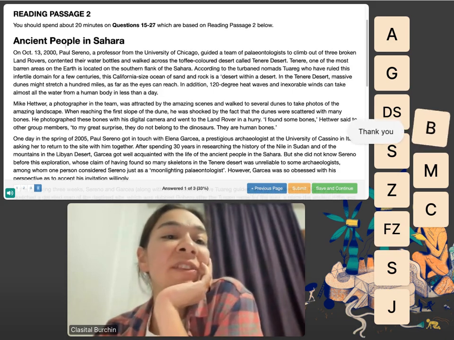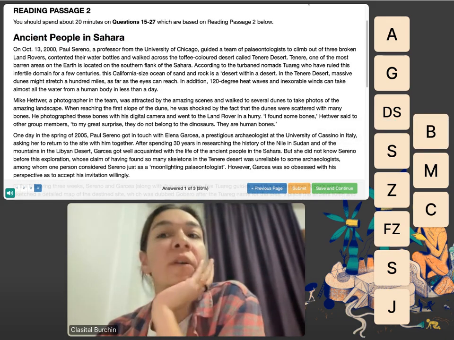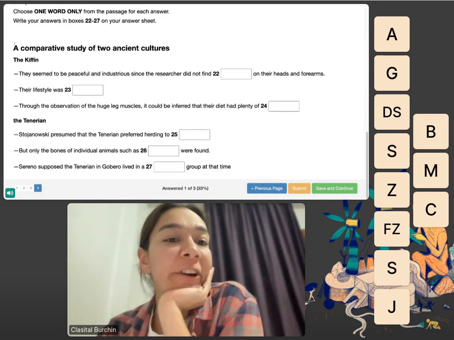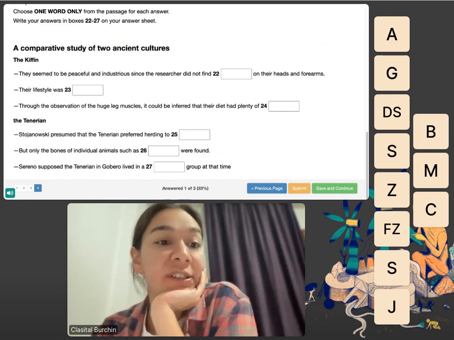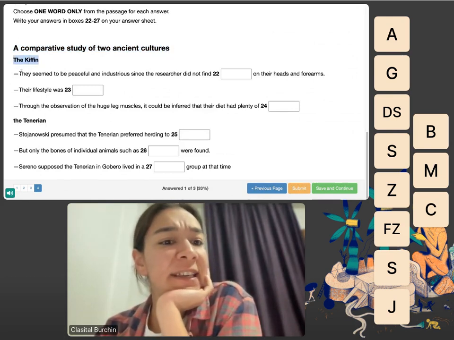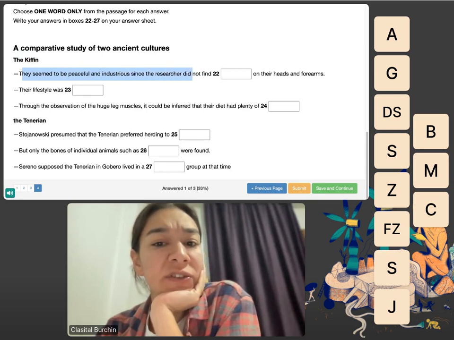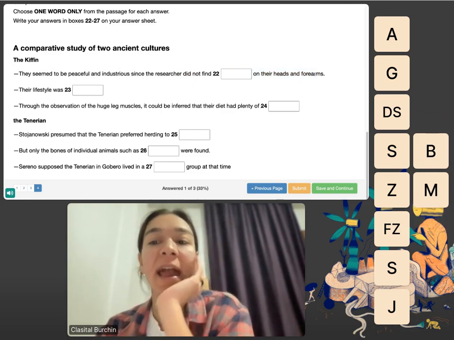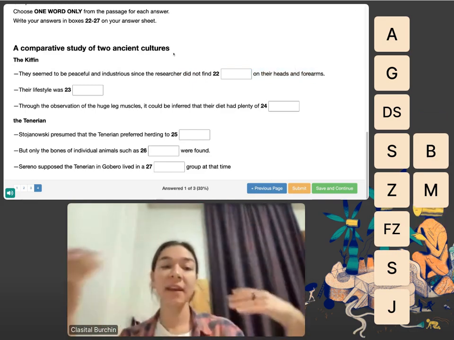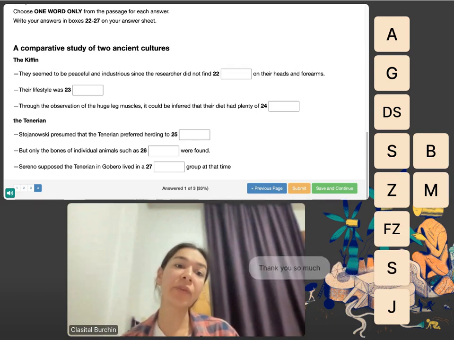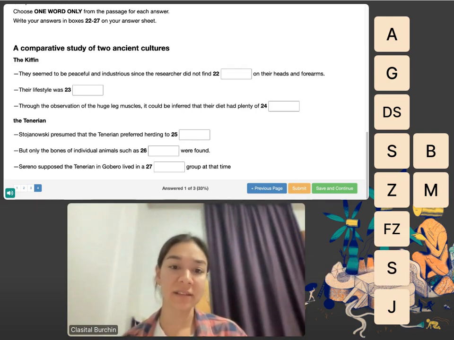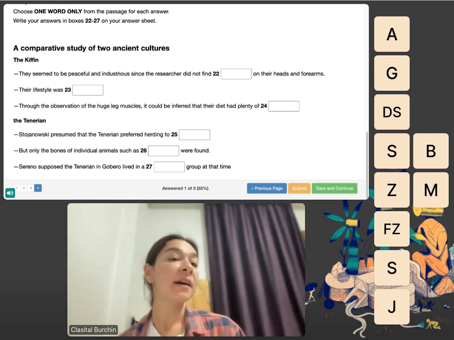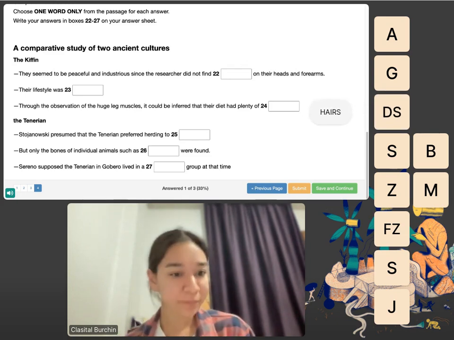Okay, let me see. Ancient people in Sahara. One of my favorite topics. Nice. A comparative study of two ancient cultures. The Kiffin, they seem to be peaceful and industrious since the researchers did not find something on their heads and forearms. Their lifestyle was something. Through the observation of the huge leg muscles, it could be inferred that their diet had plenty of something. The Tenerian.